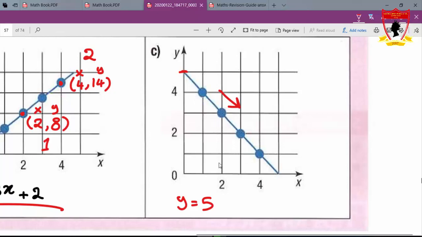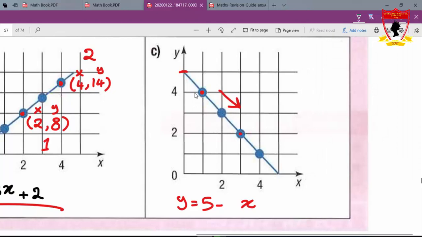Now, since this line is going down, it means the gradient is negative. So all we have to do, we need to calculate the gradient, and the number comes in front of this x to complete the linear equation. Then to find the gradient, I'm going to mark this point because it looks like it has an easy coordinate, and I'm going to mark this point. So let's work on them.